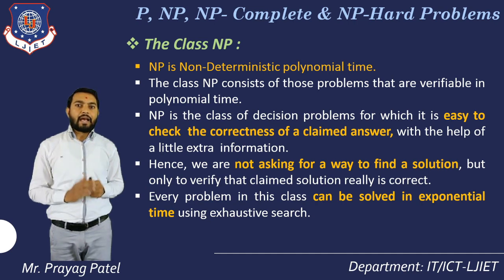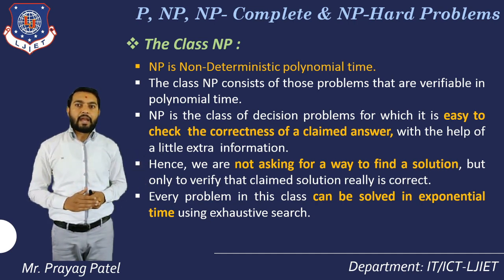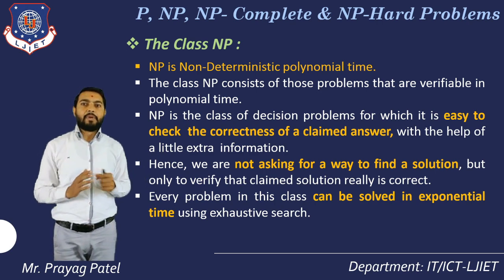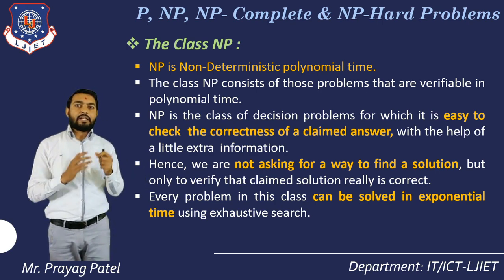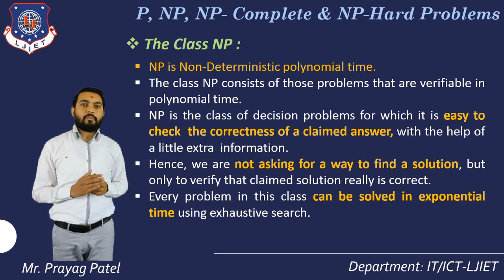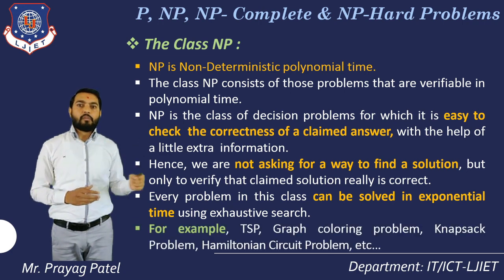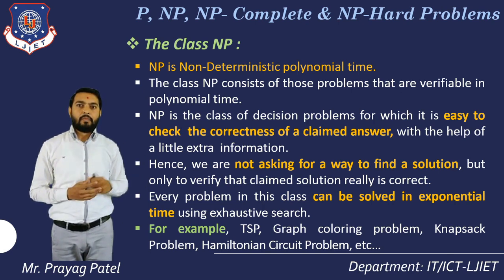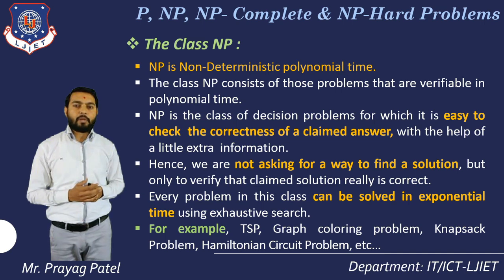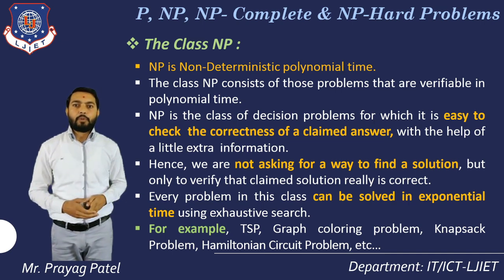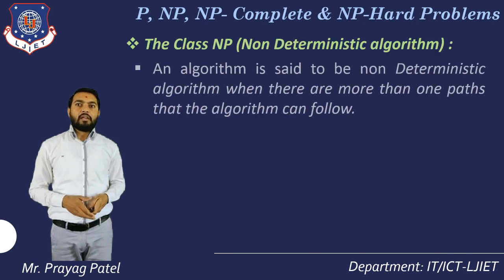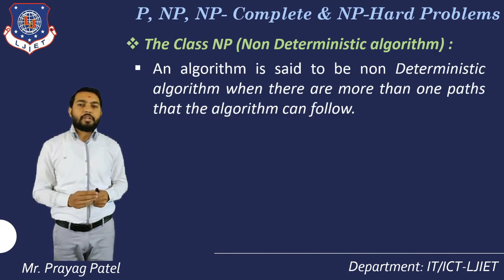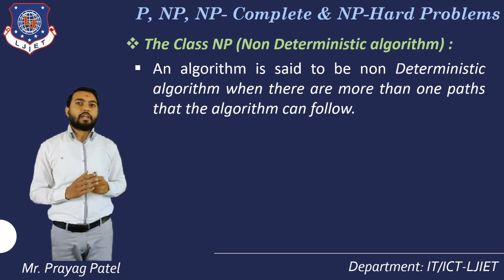Every problem in the class can be solved in exponential time using an NP algorithm. So P problems are solved in a fixed amount of time, like n raised to 2, but exponential time is required for solving NP problems. For example, the traveling salesman problem, graph coloring problem, knapsack problem, and Hamilton cycle or Hamilton circuit problem are all considered NP problems. Basically, a non-deterministic algorithm is required for solving NP class problems. So here we will understand what a non-deterministic algorithm is.